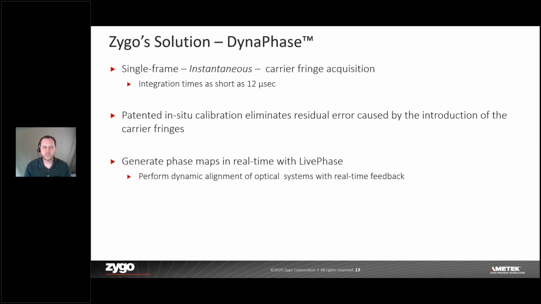But what really sets this method apart from some other dynamic techniques or dynamic interferometers is the calibration routines that we use to eliminate residual errors. I'll be going over that in a few slides, so I'll just leave that for now. And finally, another thing Dynaphase enables is what we call a live phase. This is a measurement mode where we can generate phase maps or surface maps in real time, allowing for dynamic alignment of optical systems. And we'll also take a look at that.